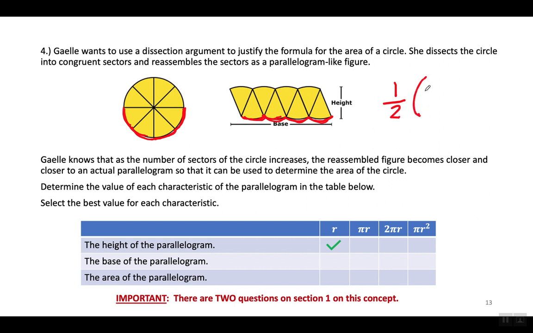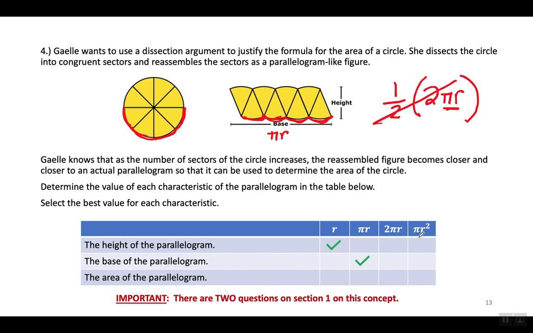What's the formula for the circumference of a circle? 2 pi r. If I multiply 1/2 times 2 pi r, the 2's cancel out, and you're left with just pi r. That's why the base of the parallelogram is pi r, because it's half of the circumference of the circle.